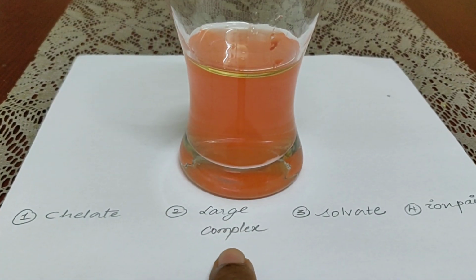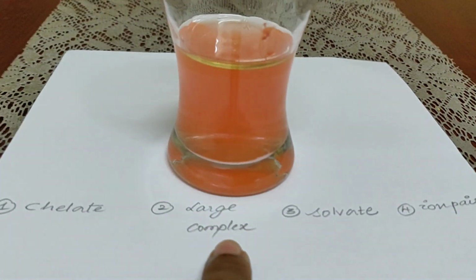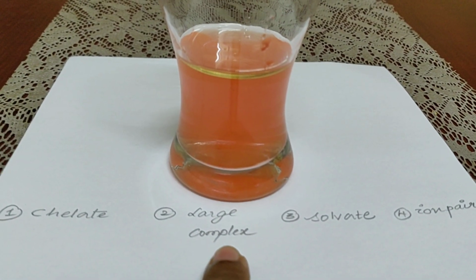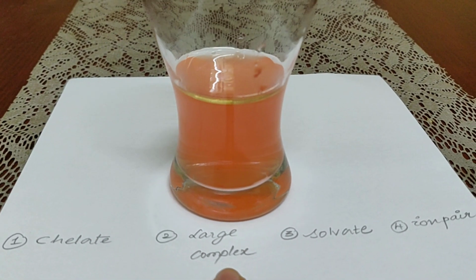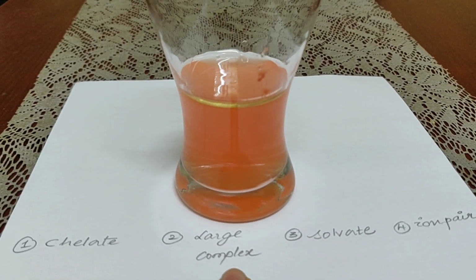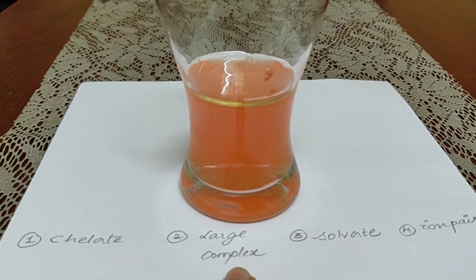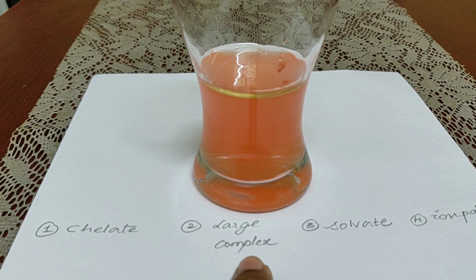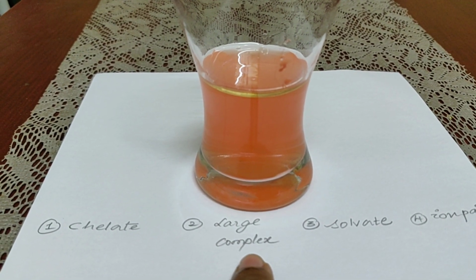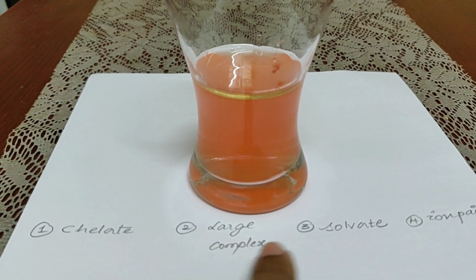Next, we can also form large complexes. This means we can use larger ligands so that the complex size is increased, and hence they are going to break the hydrogen bonds associated with the solute particle and take it along with them to the organic layer.